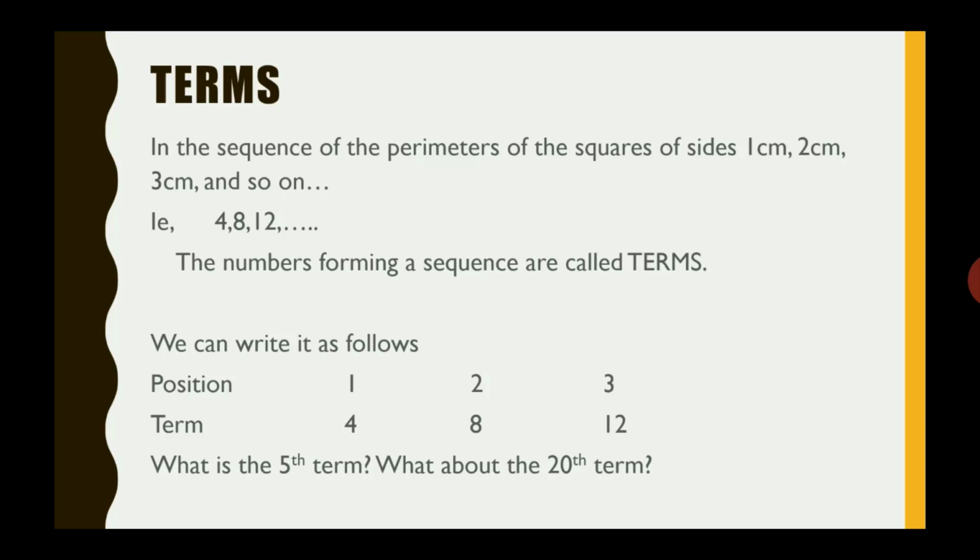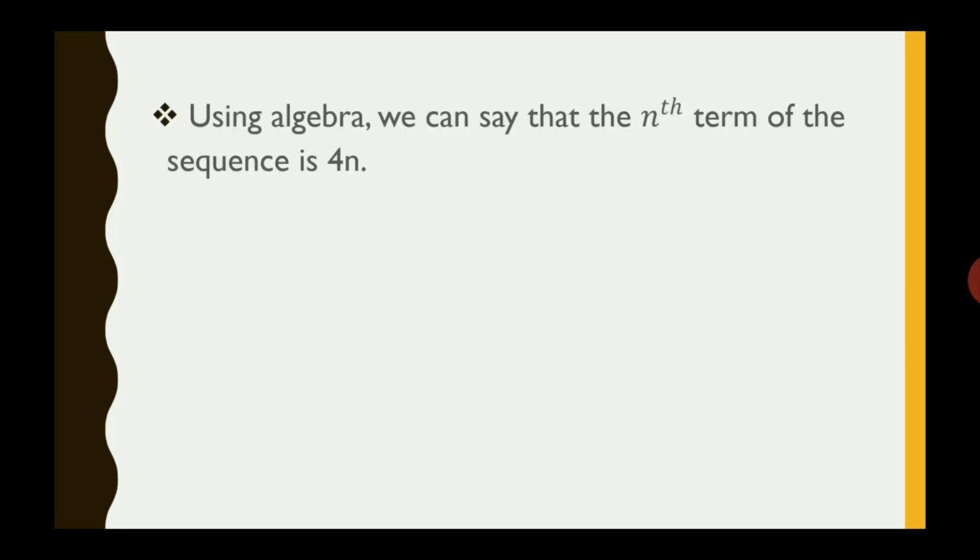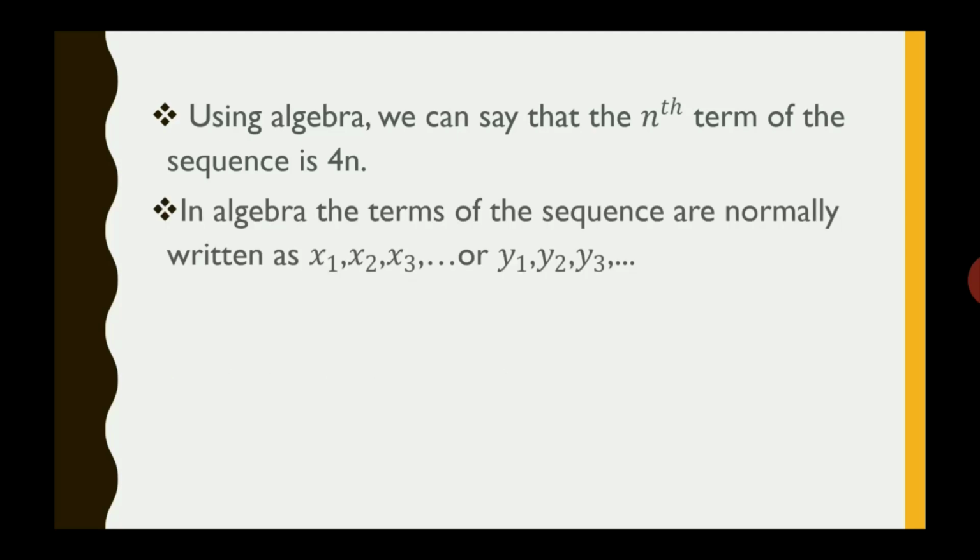So we can say that it is actually a multiple of 4. If we write the nth term, it will be 4 into n. So in algebra, we can say that the nth term of the sequence is 4n. And also in algebra, the terms of a sequence are normally written as x1, x2, x3, or y1, y2, y3. That is, the first term will be x1, the second term will be x2, and the third term will be x3. And also we can write it in terms of y.